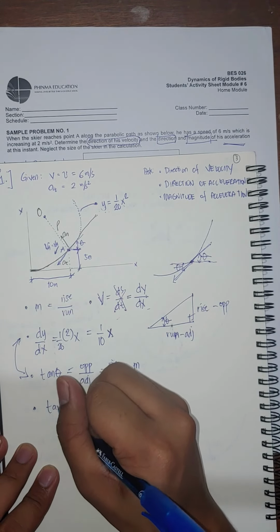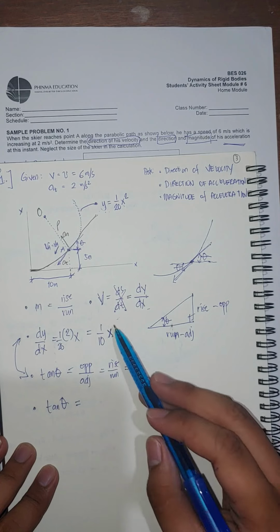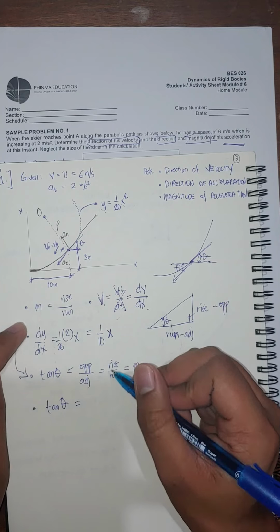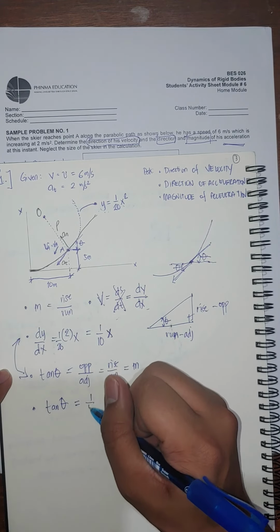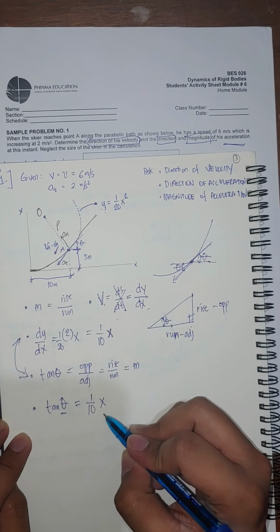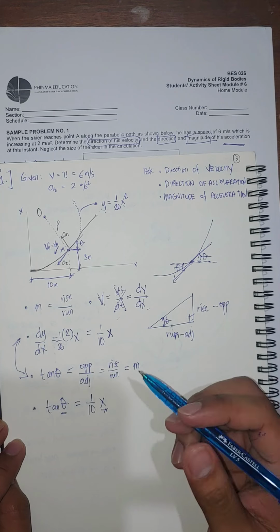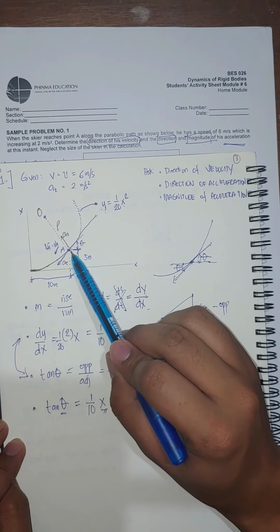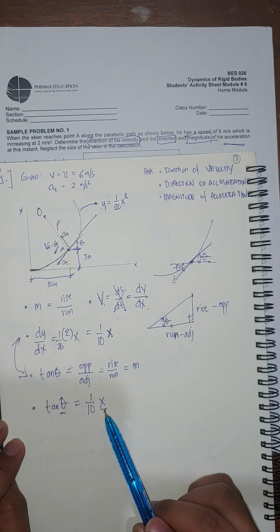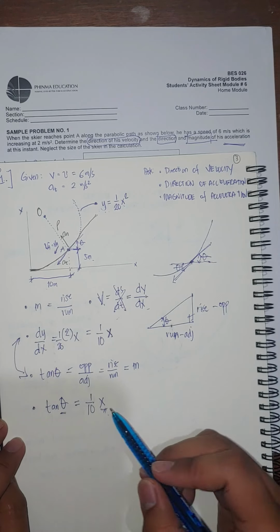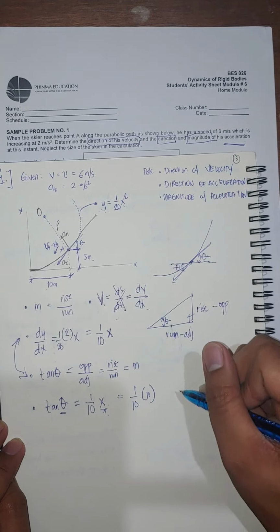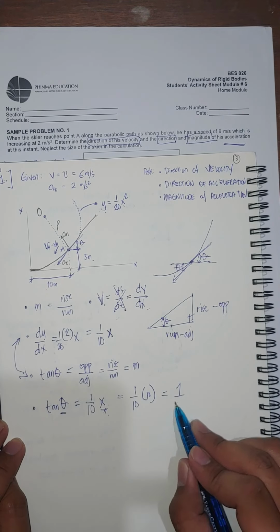So tangent theta is just equal to, as we said, the velocity is the slope, so tangent theta is equal to 1 over 10x. So theta is unknown, and x is unknown. But we are given the distance: A is at x equal to 10 meters and y equal to 5 meters. Since we have x here, we can use 10 meters. So substituting in this equation, 1 over 10 times 10, our tangent theta is equal to 1.